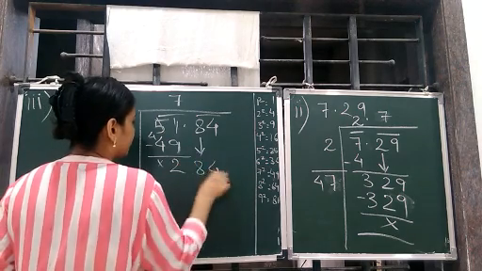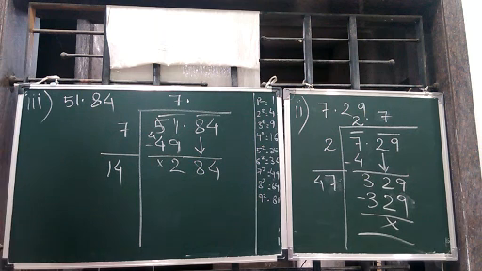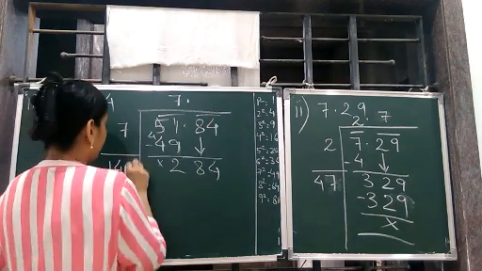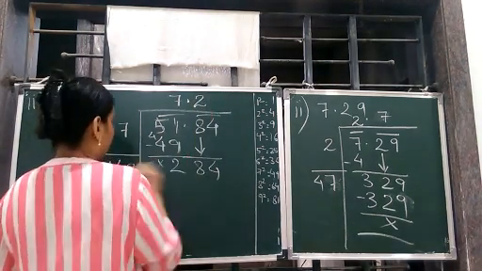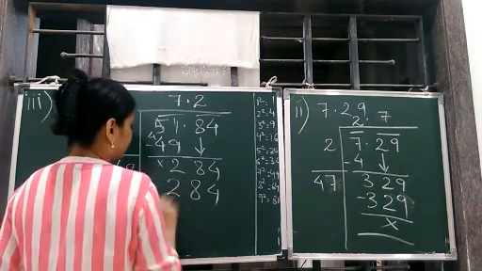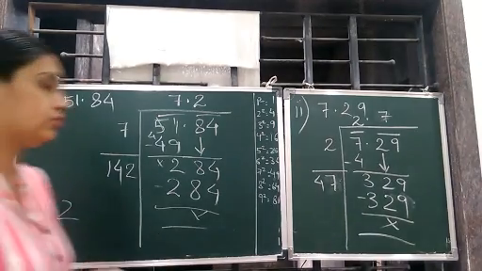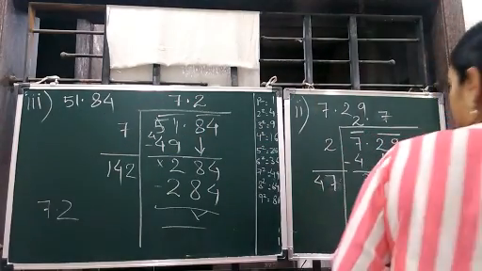84 comes down, decimal goes up, double of 7 is 14, 7 2s are 14. Now last digit should be 4. So 2. 2 2s are 4, so we check by 2. 2 2s are 4, 2 4s are 8, 2 1s are 2. Correct. So the answer is what? 7.2. This completes the third one.